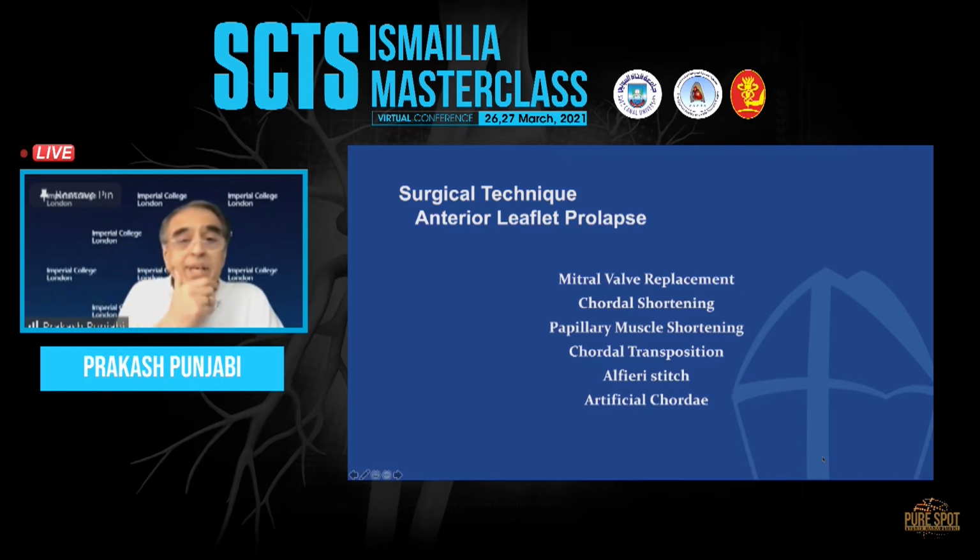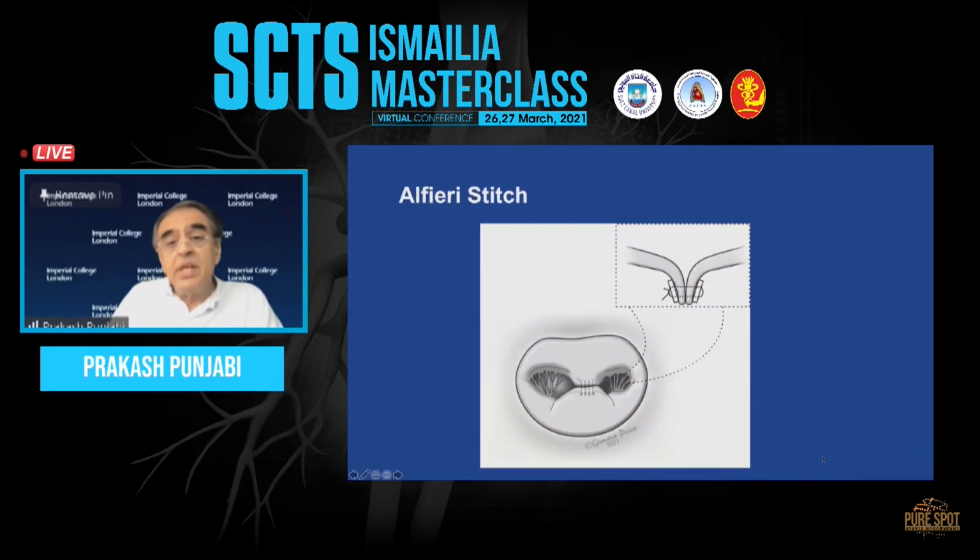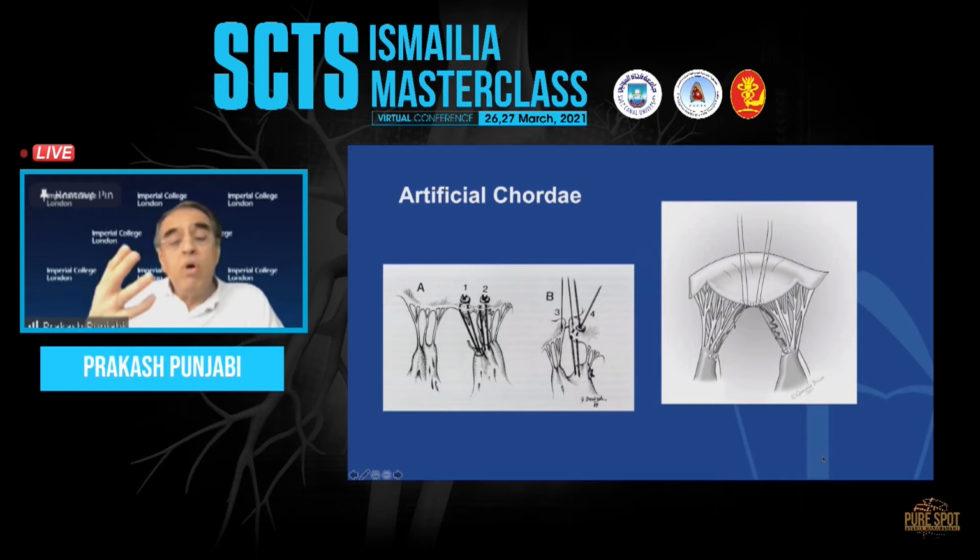As far as anterior leaflet prolapse, most of these are not used now other than artificial chordae. And we also have used occasionally the Alfieri stitch. A lot in my practice, the Alfieri stitch is used more towards the commissure now rather than the middle of A2, P2.